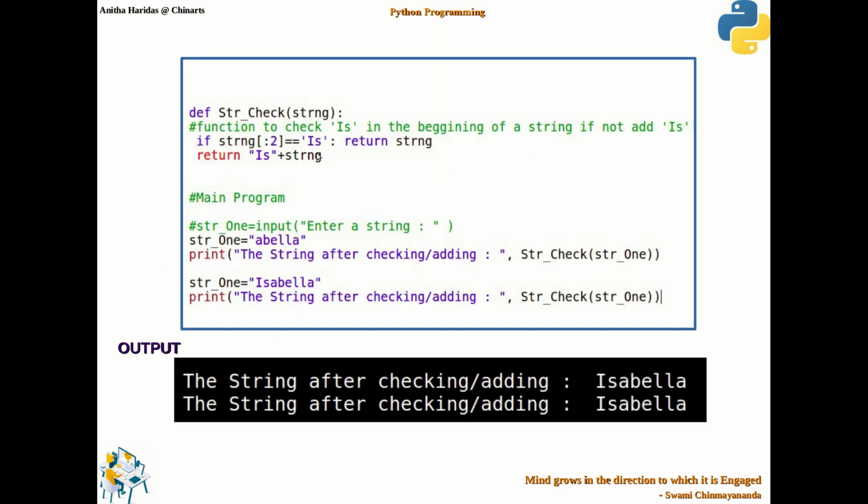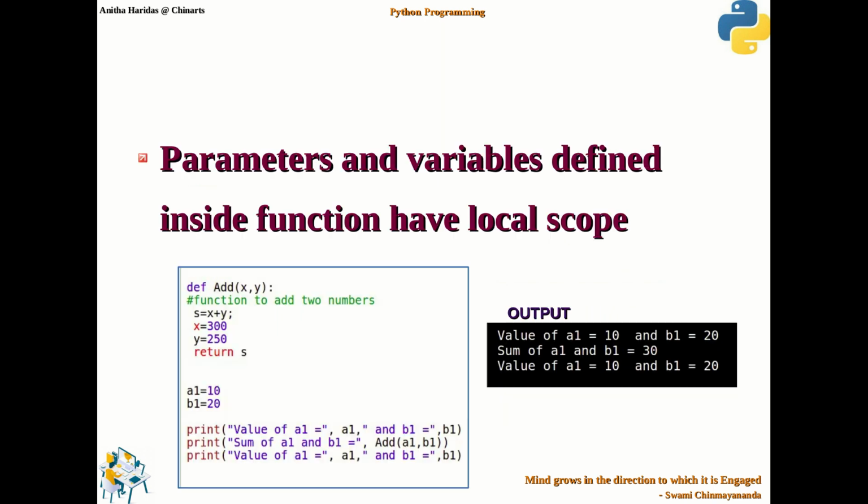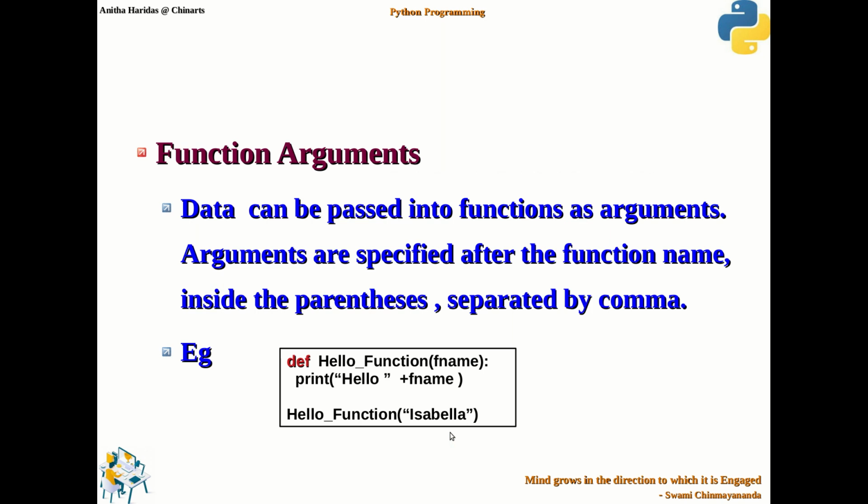In our previous session, we talked about functions, in which we covered what is a function, how do you define a function, how do you call a function, and we saw a sample program that checks whether two characters like IES are in front of a string. If not, we add those two characters and return the string. We also saw that the parameters and variables defined inside a function have only local scope, with an example.